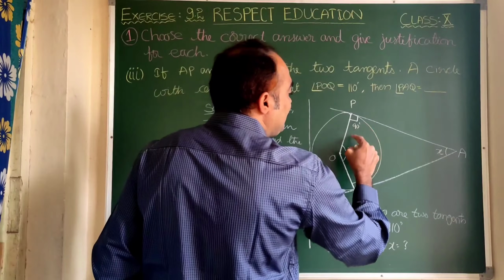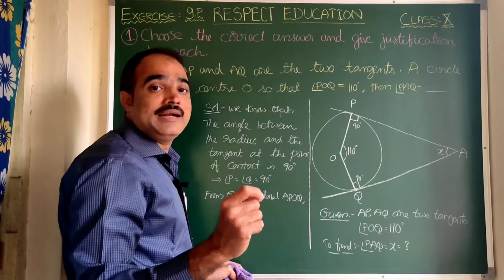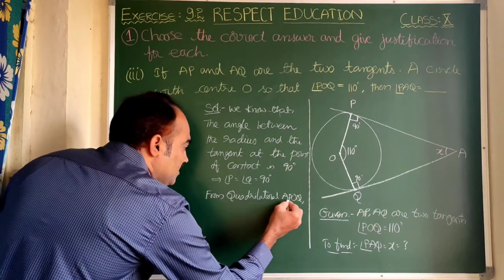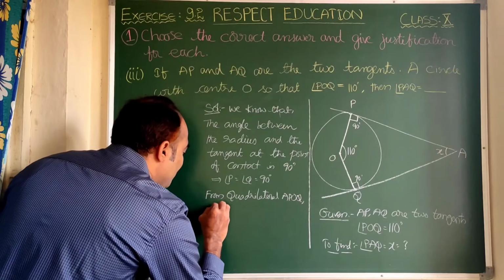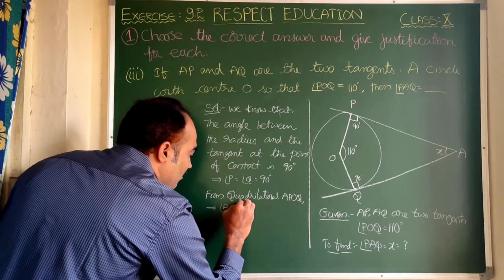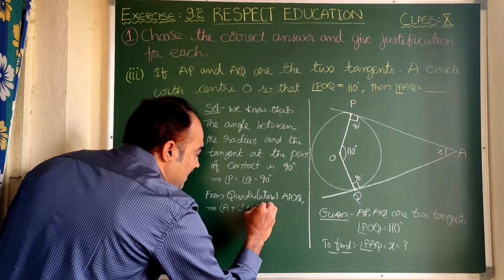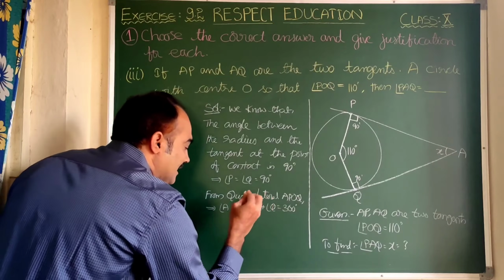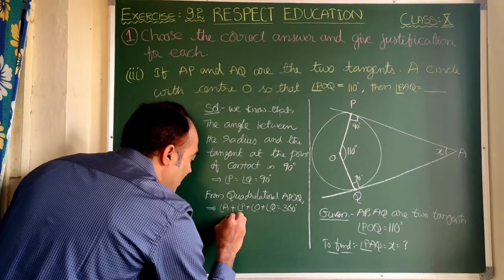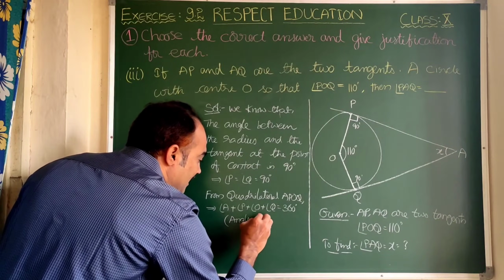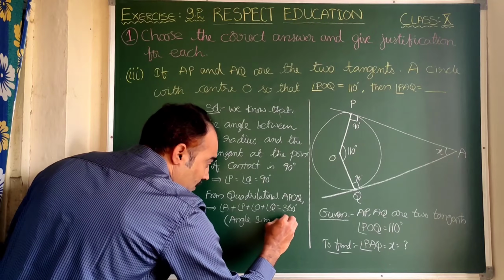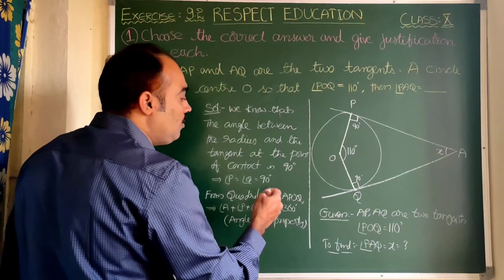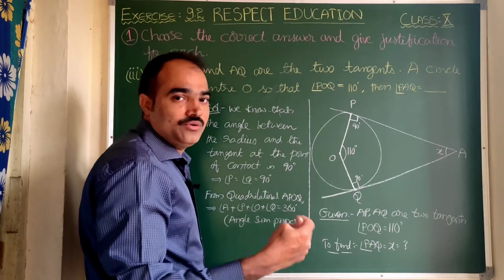The sum of all the angles is 360 degrees. So here we can write that from this quadrilateral APOQ, angle A plus angle P plus angle O plus angle Q is 360 degrees. This is called the angle sum property of a quadrilateral.